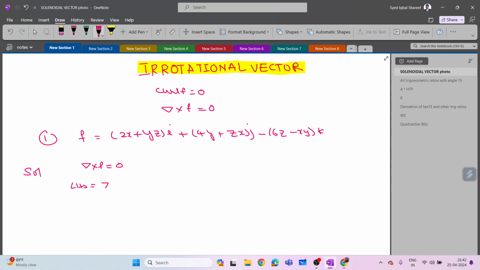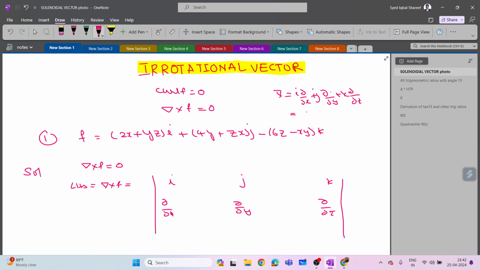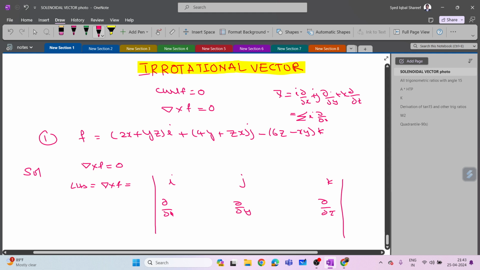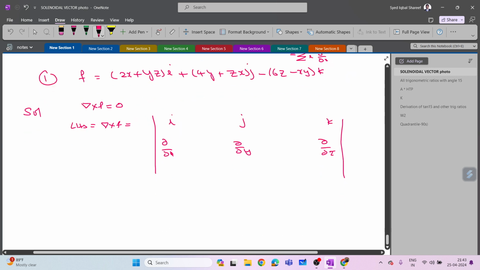So let us take the left hand side, del cross f. What is del cross f? I, j, k: first row you have to write i, j, k. Second row, operator dou by dou x, dou by dou y, dou by dou z. See what is our del? Del is nothing but i dou by dou x plus j dou by dou y plus k dou by dou z. Some teachers simply write summation i dou by dou x. This is also the same. It is an operator only. They want to say i dou by dou x plus j dou by dou y plus k dou by dou z, a different way of representation.